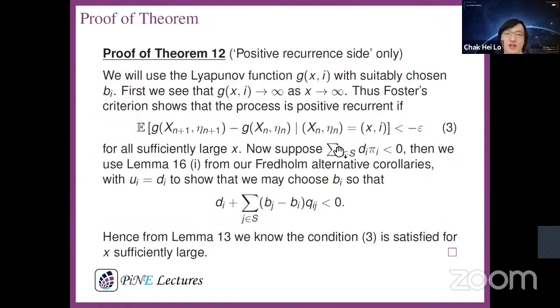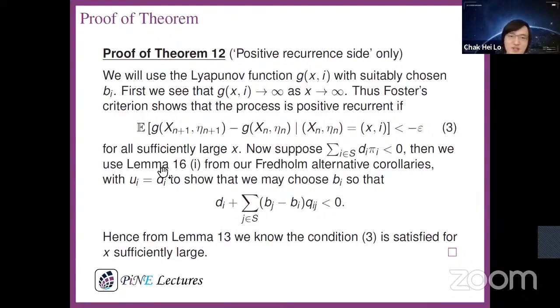Okay. So as promised, we use the Lyapunov function G with a suitable choice of bi, and we will see what the suitable choice here is. First of all, we see that this condition is satisfied. This is what we need for positive recurrence. By the Foster criterion, which is the positive recurrence criterion, the process is positive recurrent if we also have the other condition satisfied. This is the other condition, the expectation that we need to be strictly less than minus epsilon for sufficiently large x. Now suppose that we have this condition. This is the condition that we have from our theorem.